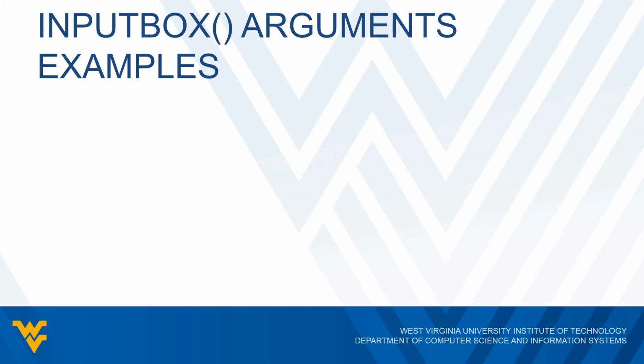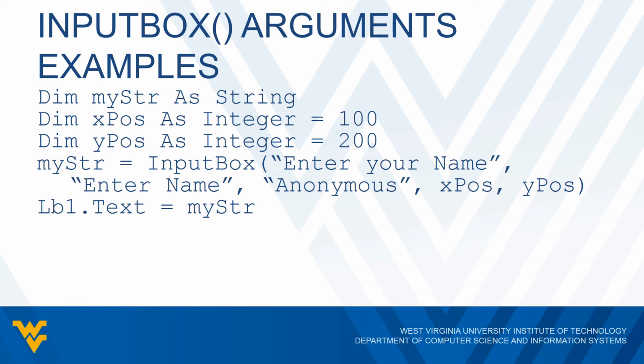We'll do one more example. So here's some code. And what we've done is added some variables for the X position and Y position. We see here that X position is going to be an integer that's initially 100, and Y position is another integer which initially has 200. So then we call the input box function. The prompt is enter your name. The title of the box is going to be enter name. The default response is anonymous, so that would still appear in the text box by default. And then we pass the values of X position and Y position into the function.